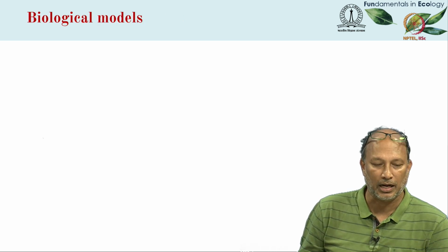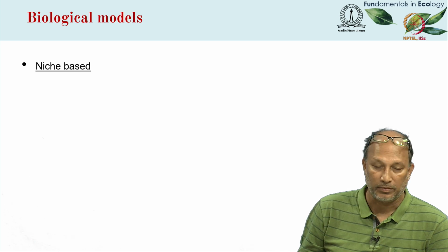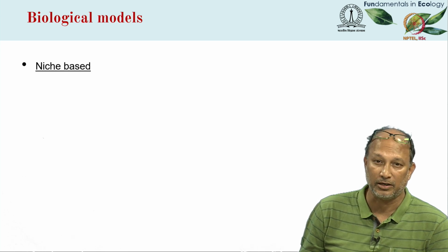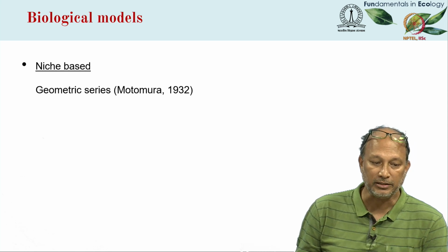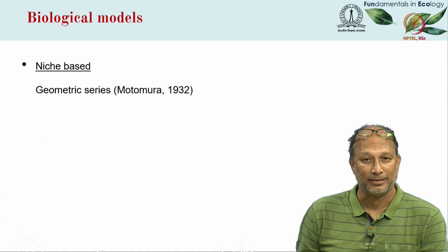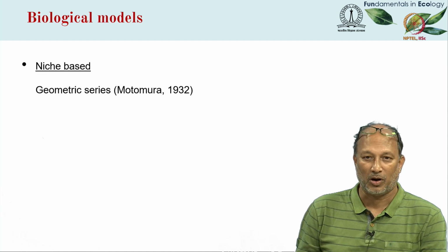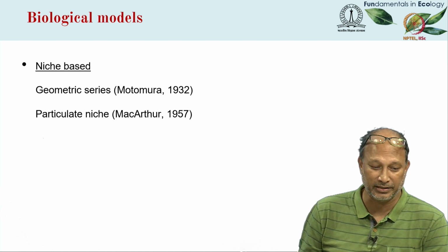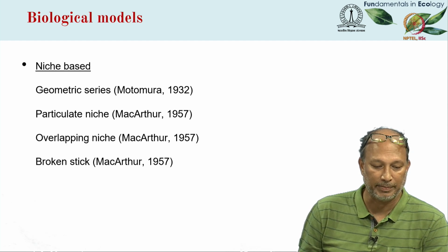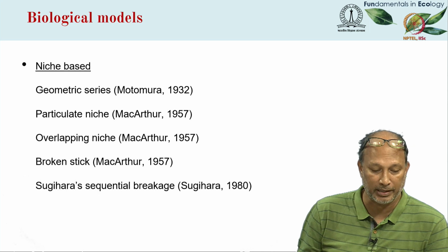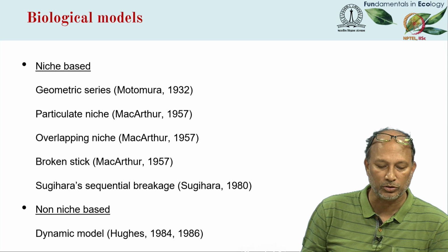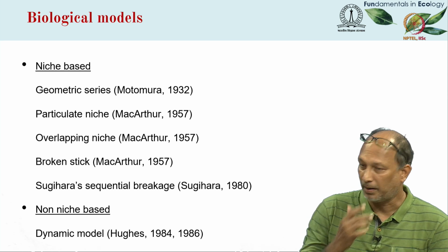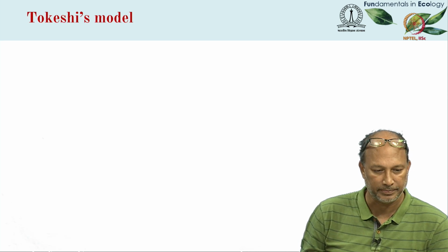This leads us to another class of models which have an underlying biological process. These are niche-based and non-niche based. The niche-based ones include early models like the geometric series that was proposed in 1932 by Motomura, many that were proposed by MacArthur, such as the particulate and overlapping niche, the broken stick, again proposed by MacArthur, Sugihara's sequential breakage models, and so on. There are also non-niche based models that we'll touch upon very, very briefly.